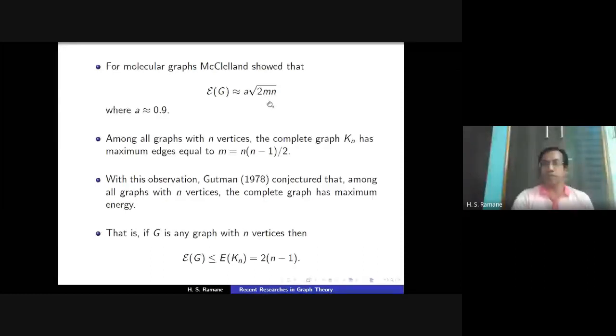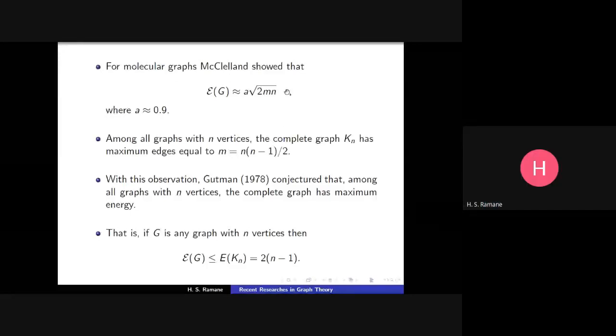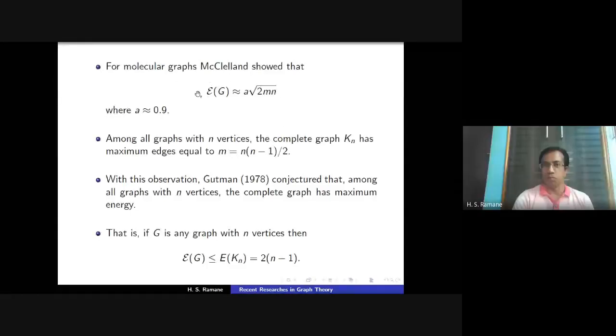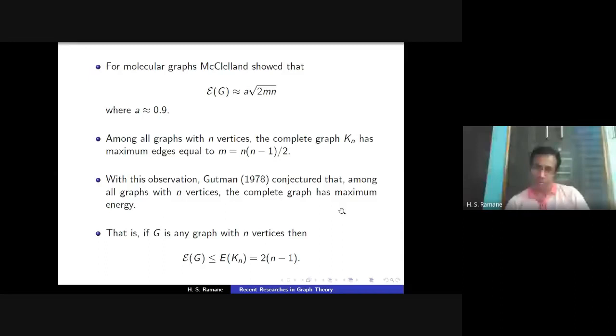In the complete graph, the number of lines is more. So one thought that for the complete graph, the energy is more, because m is varying, and in the complete graph, m is maximum, that is n into n minus 1. So from this observation, Gutman conjectured that among all graphs with n points, the complete graph has the maximum energy. So the energy of any graph is always less than or equal to the energy of the complete graph, epsilon of Kn, which is 2 into n minus 1.